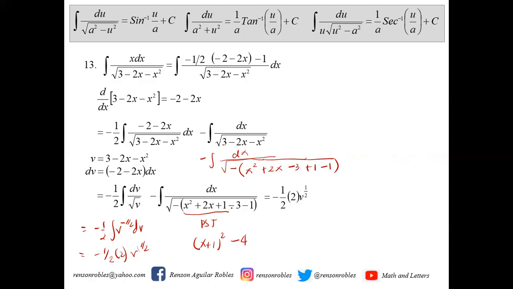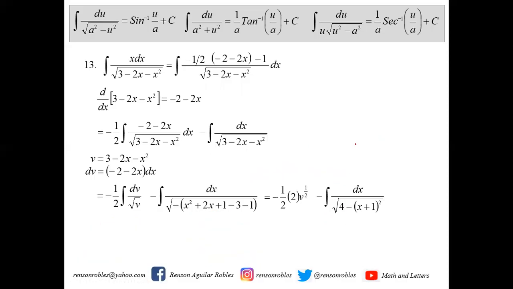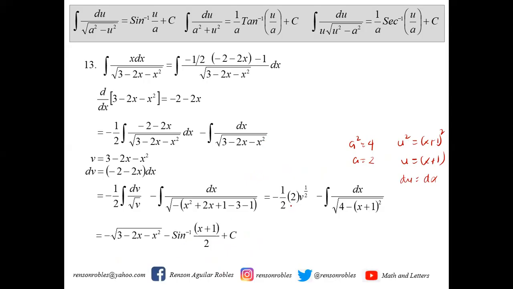And then for this one, we have minus the integral of dx all over, then this minus 1 will be distributed to each term here. So that will become negative 1 times negative 4, that's positive 4, and negative 1 times x plus 1 squared will become minus x plus 1 squared. When you look at it, you can now say that your a squared is equal to 4 and a is equal to 2, and your u squared is x plus 1 squared, and therefore your u is x plus 1, and your du is equal to dx. So this is of the form arcsine of u over a. So finally, we have negative 1/2 times 2, that will be negative 1.